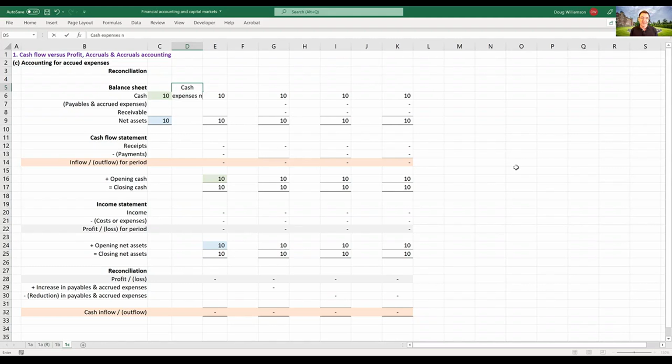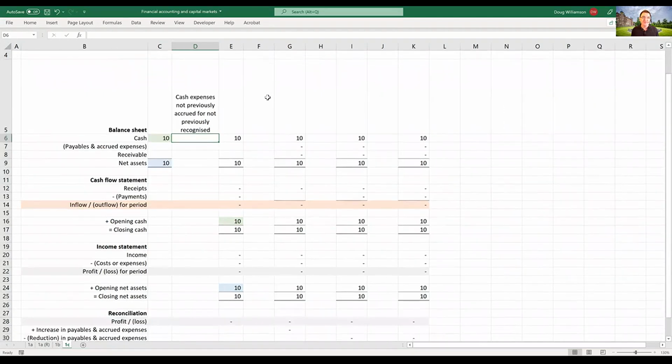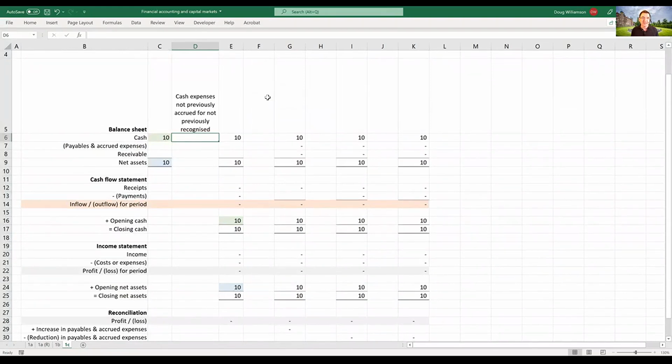Let's just spell it out: not previously accrued for, or not previously recognized. Let's write all that out for completeness. Recognition is to do with putting something into the accounts. So cash expense not previously accrued for, meaning not previously recognized.